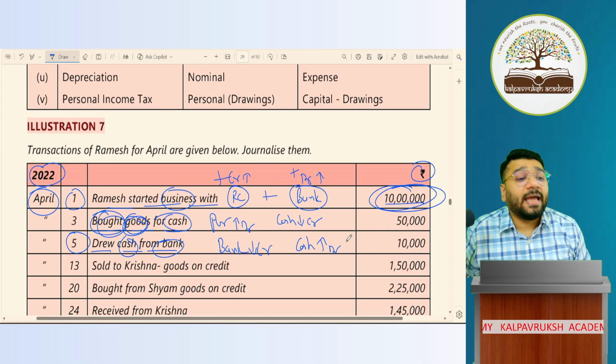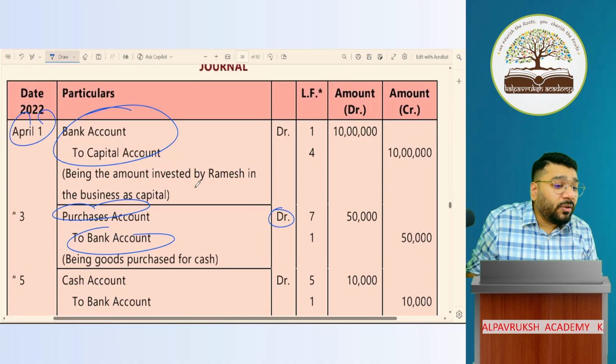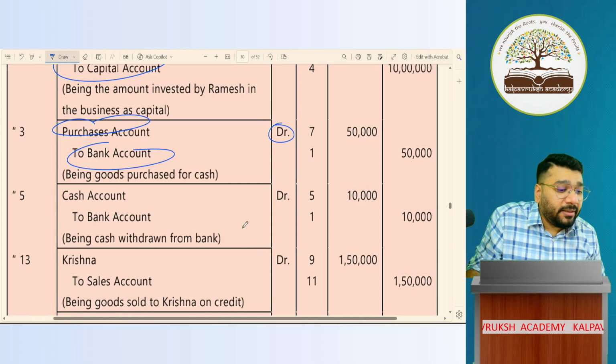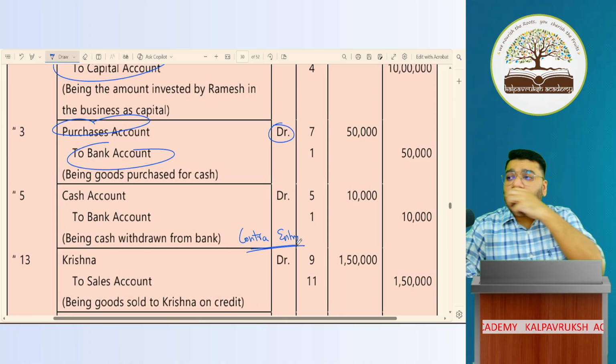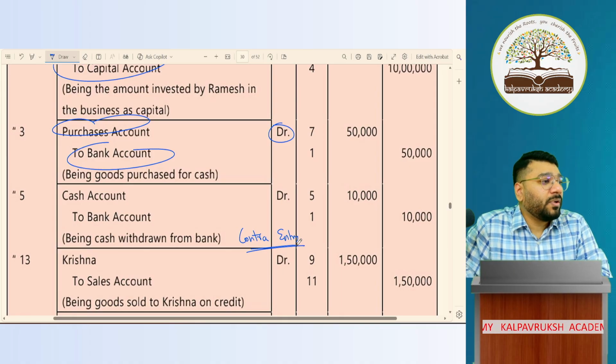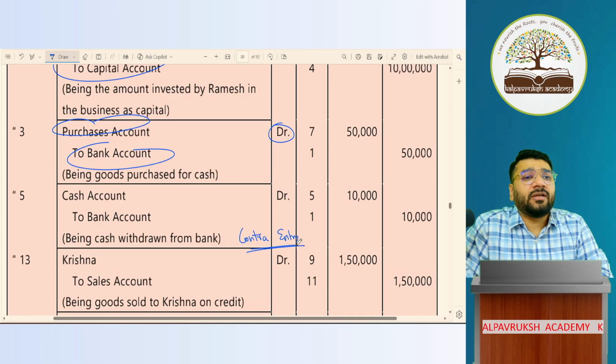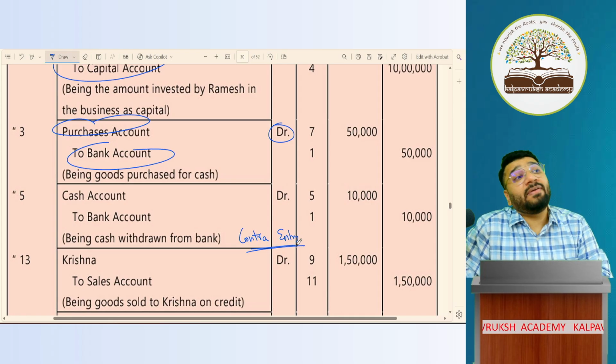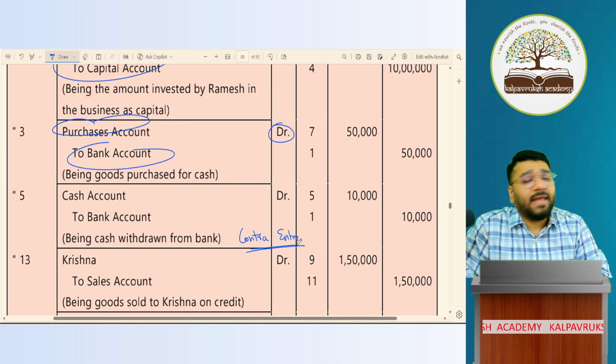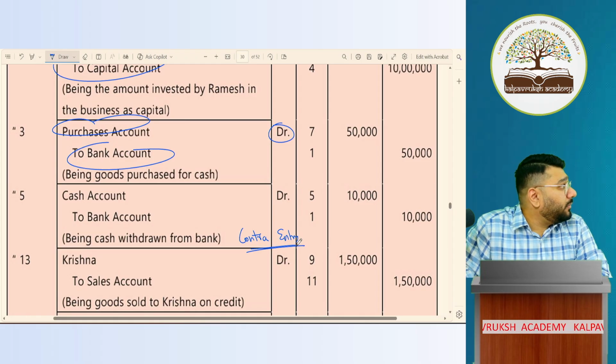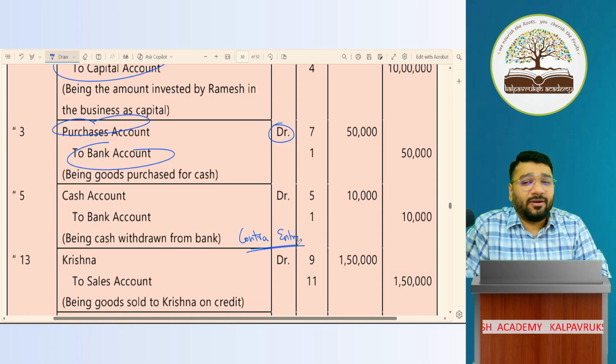This type of entry is called contra entry. What is it called? Contra entry. What is meant by contra entry? Have you come across this term in 11th and 12th anywhere? In 12th, no chance. 11th, you would have come across. Where? In cash book. Very good. It's called contra entry. What is meant by contra entry?